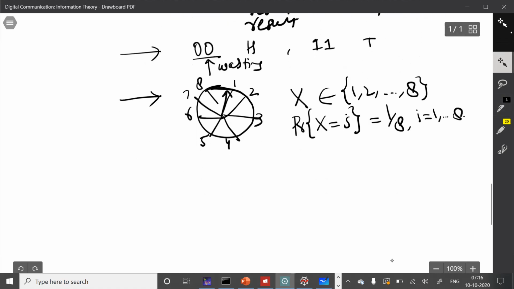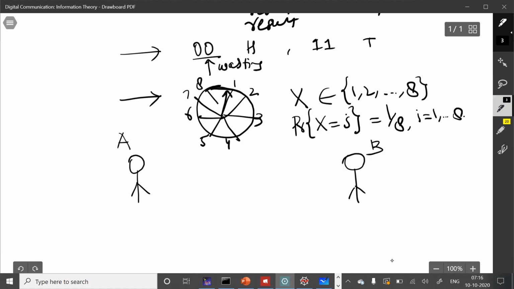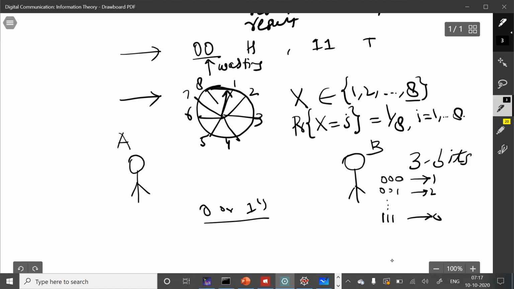Now suppose again the same issue. You are here in the casino, friend A, and you are allowed to communicate with your friend B only via binary zeros or ones. Now how many bits do you need at least to convey the information, to represent the result? There are 8 possible outcomes, so you need 3 bits: 0 0 0, 0 0 1, up to 1 1 1. So this may be mapped to 1, this to 2, and this to 8.